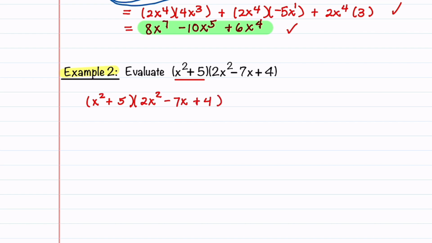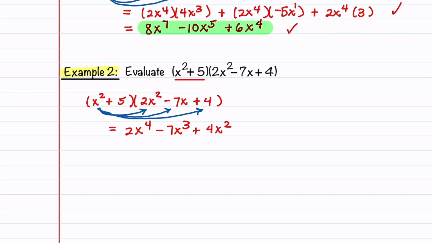We'll begin by distributing the x squared to all 3 terms and doing the multiplication in our head. This gives us 2x to the 4th. Then our next term is going to give us minus 7x cubed. And then distributing it to the last term, we get a 4x squared.